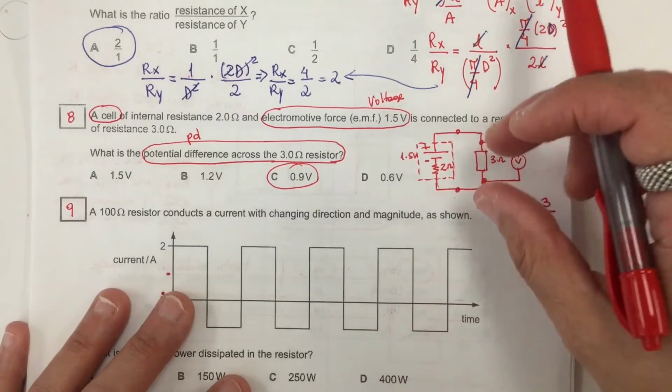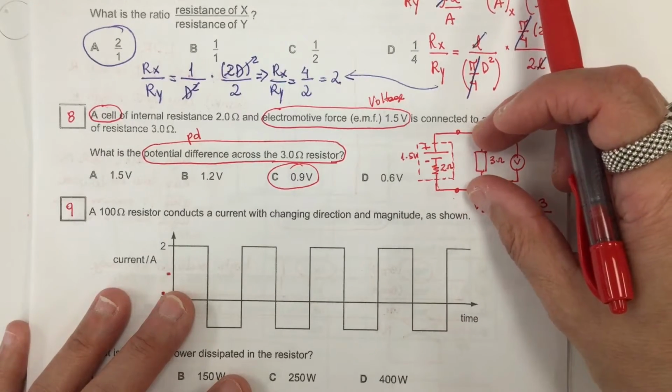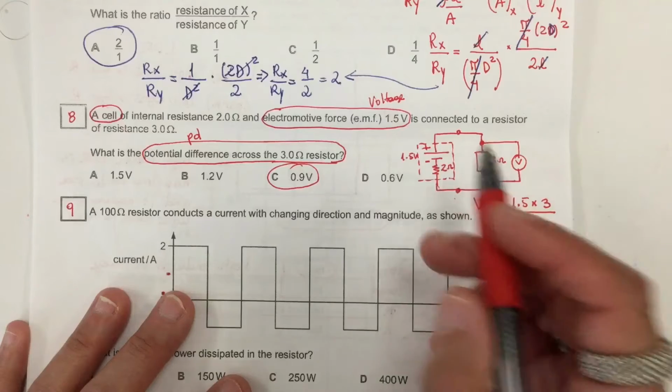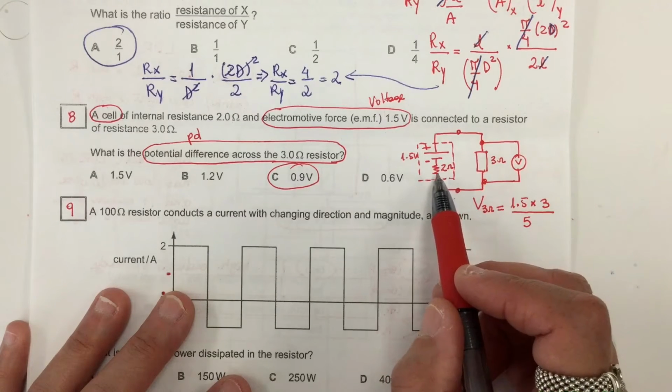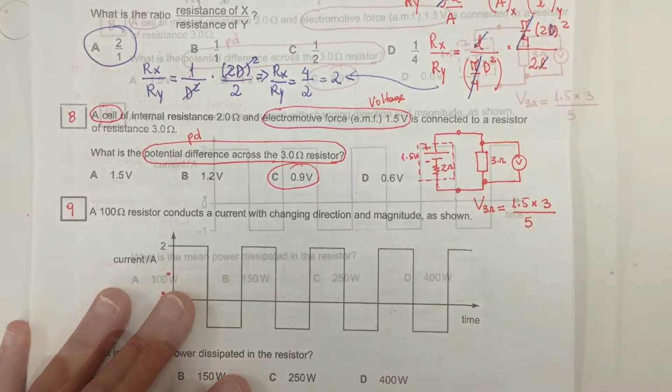So what happened is, from the EMF, which is 1.5 volts, just 0.9 volts of this is going to be delivered on this resistor. The rest of the energy will be consumed by the internal resistance of this battery.